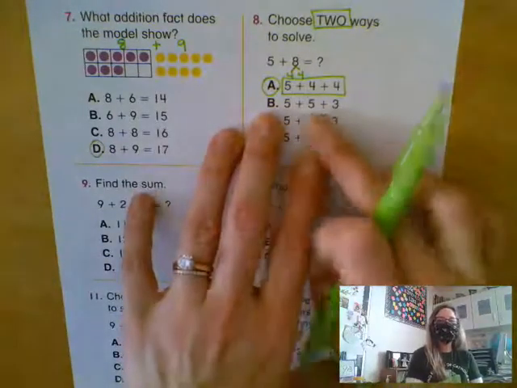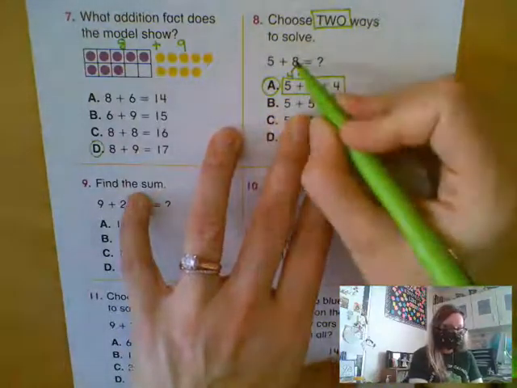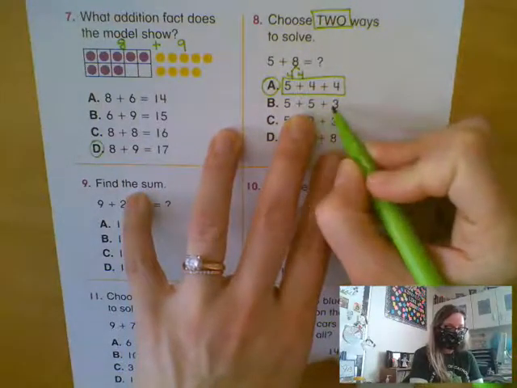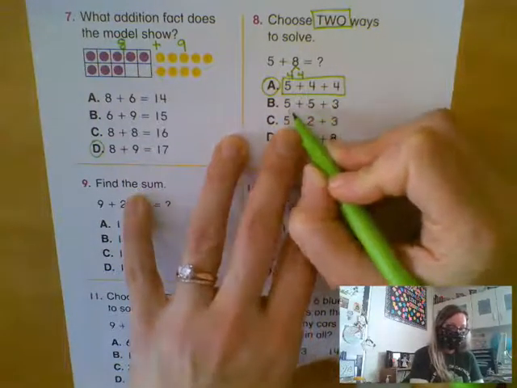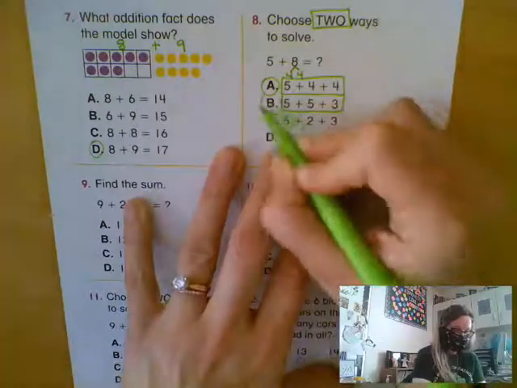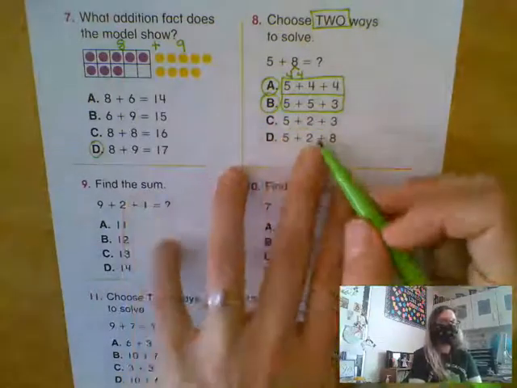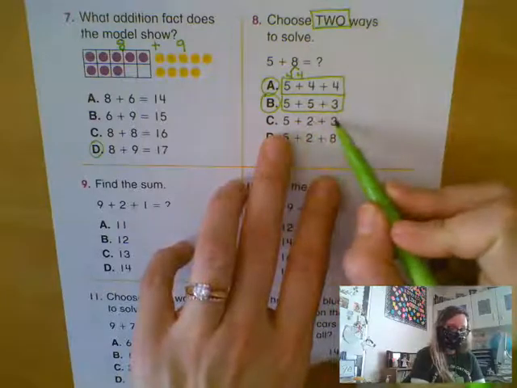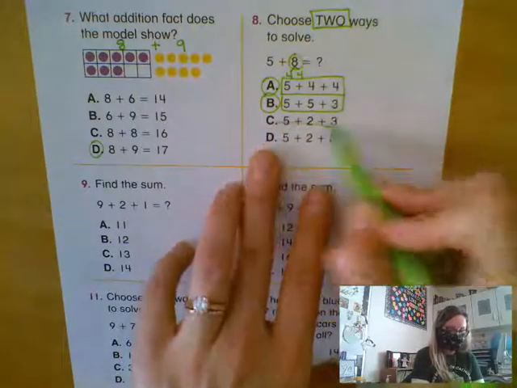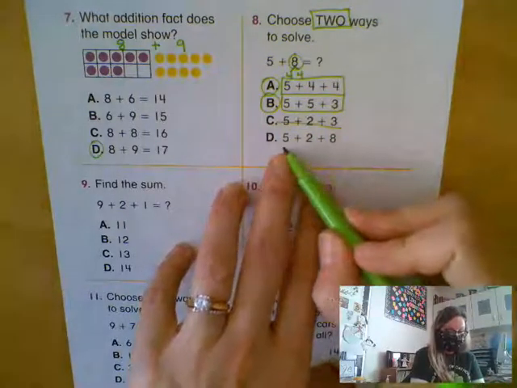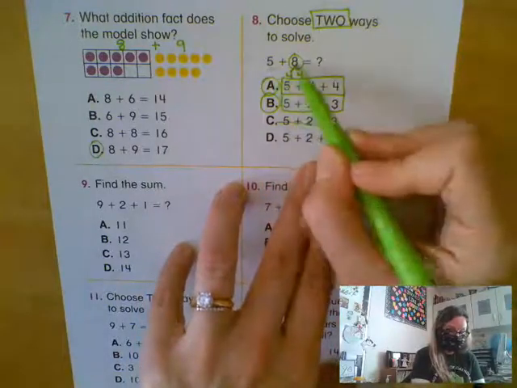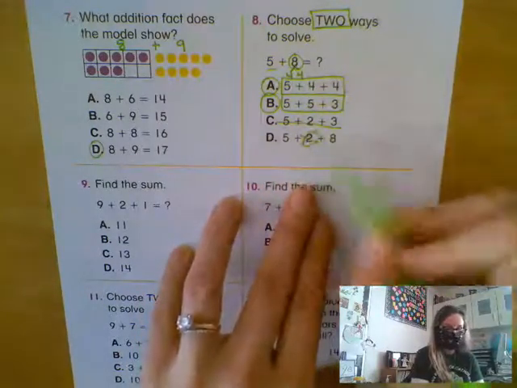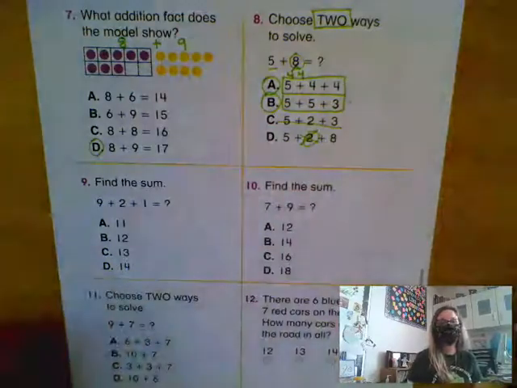Now, if I look at the next one, here they took the 8 and they broke it into 5 plus 3 plus 5, so that works. Now, let's check these ones just to make sure. Here we have 5. Well, 2 plus 3 is only 5, not 8, so that one doesn't work. And then here we have 5 plus 2 plus 8. Well, we've got 5 and 8. We can't just bring a 2 in, so that one doesn't work. So your answers are A and B.